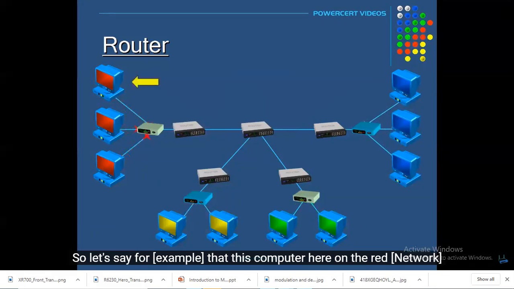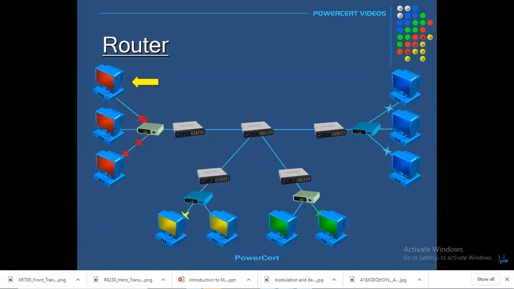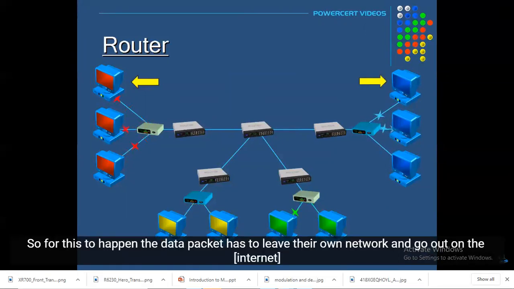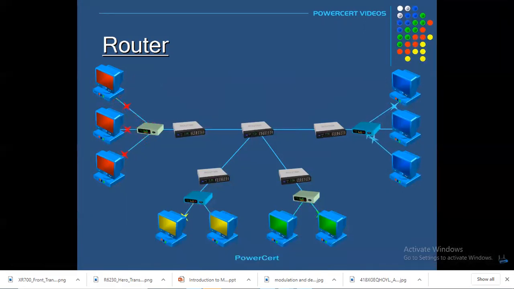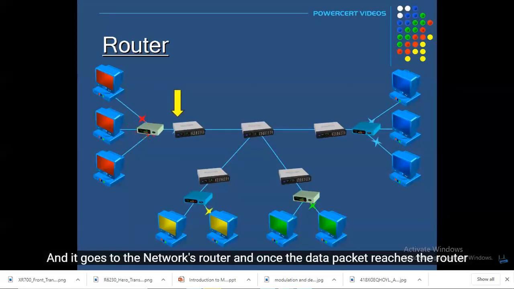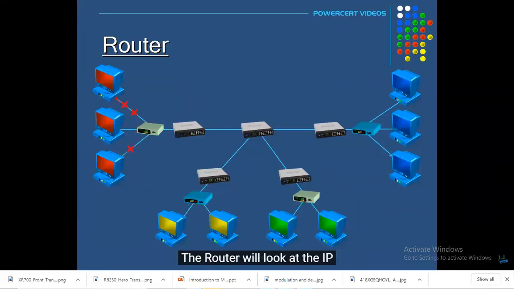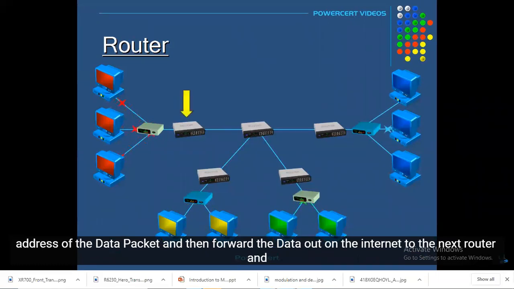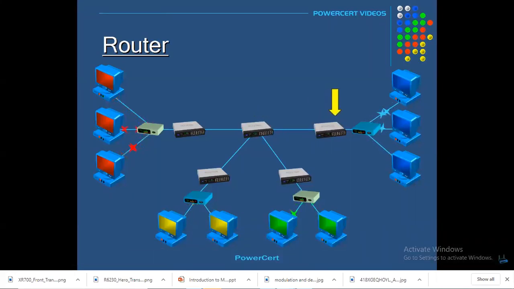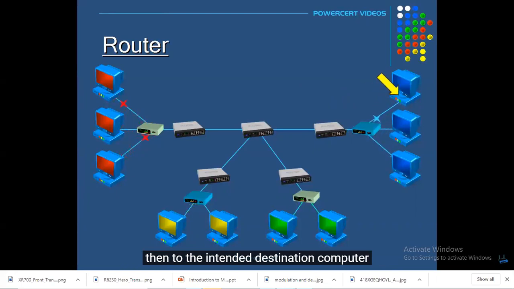Now let's go ahead and exchange data between different networks. Let's say, for example, that this computer here on the red network wants to communicate with a computer here on the blue network. For this to happen, the data packet has to leave its own network and go out on the internet. So the computer sends its data and it goes to the network's router. Once the data packet reaches the router, it will look at the IP address of the data packet and then forward the data out on the internet to the next router, and then make its way to the blue network's router, and then to the intended destination computer.